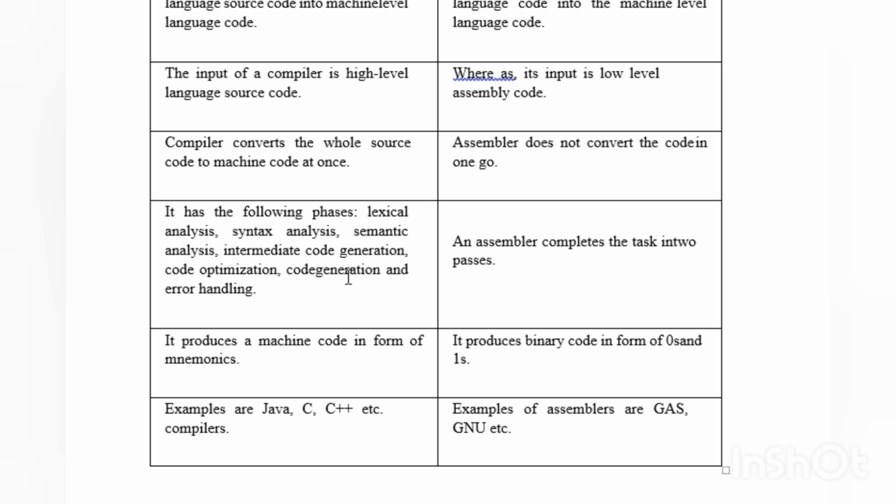A compiler has the following phases: lexical analysis, syntax analysis, semantic analysis, intermediate code generation, code optimization, code generation, and error handling, whereas an assembler completes the task in one or two passes. A compiler produces machine code in the form of mnemonics, whereas an assembler produces binary code in the form of zeros and ones. Examples of compilers are Java, C, C++, etc., whereas examples of assemblers are GAS, GNU, etc.